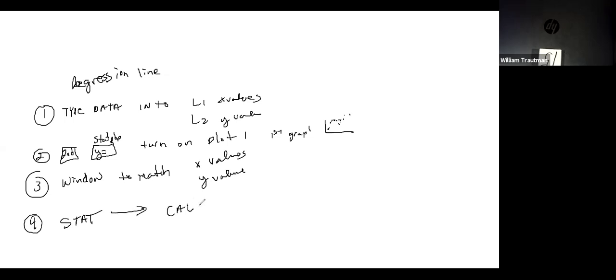Stat, calculate, and go all the way down to number 8. Number 8 says linear regression. There's another linear regression, number 4, but we do number 8 because that's the way the book does it. And this is the equation A plus BX. So this is A and this is B.